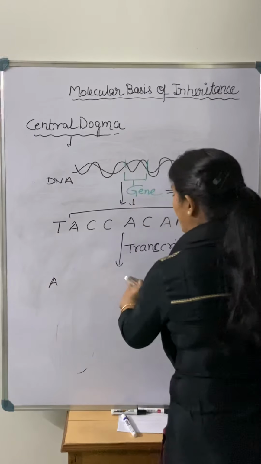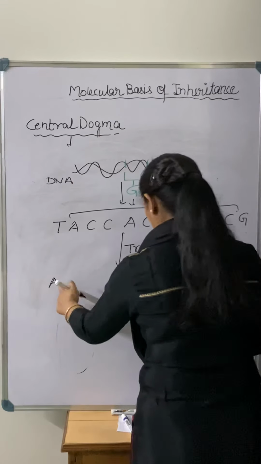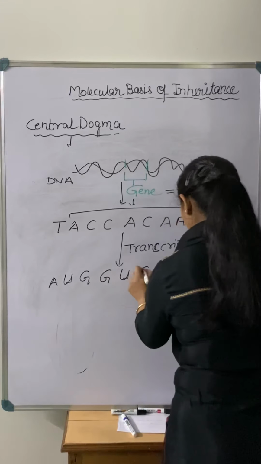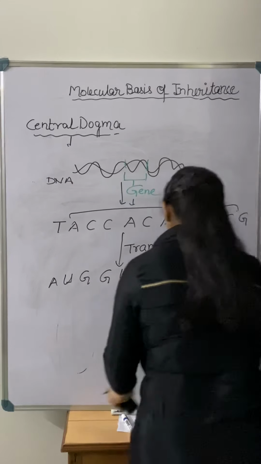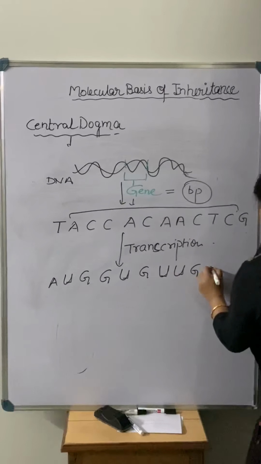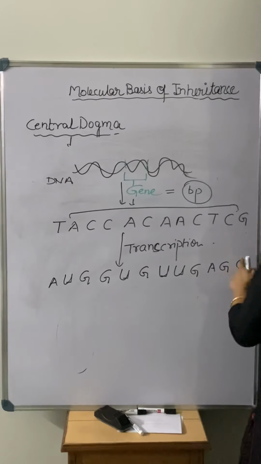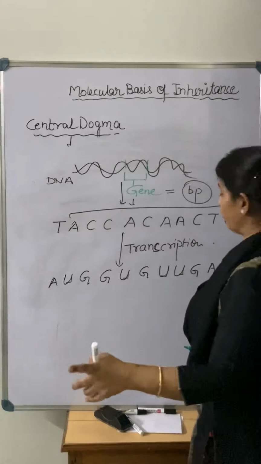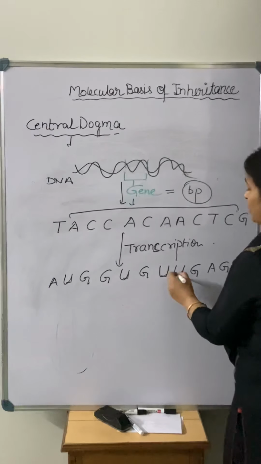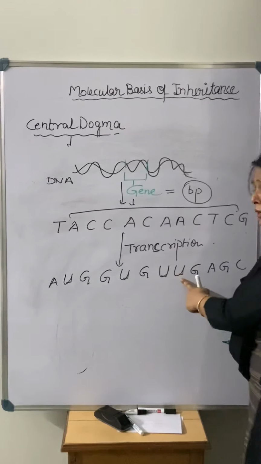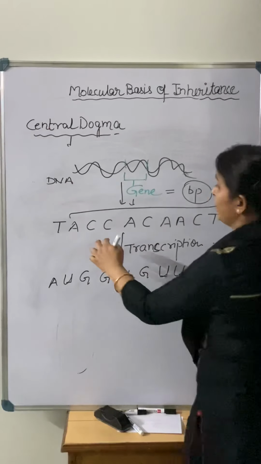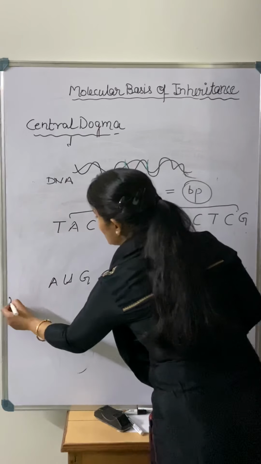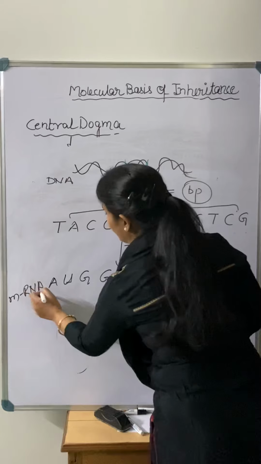So what will come in the mRNA by the transcription process? A, U, G, U, G, U, U, G, A, G, C, C, G, G, like this way, right? In RNA, instead of thymine there is uracil. So adenine is read by the uracil. So this is the code that is read from the DNA template by the process of transcription into the mRNA. So this is the strand of the mRNA.